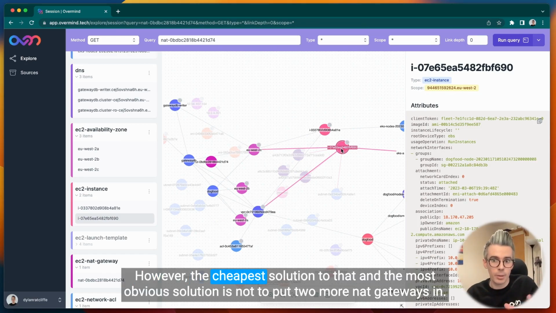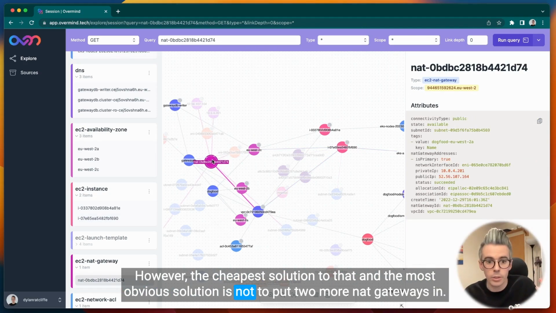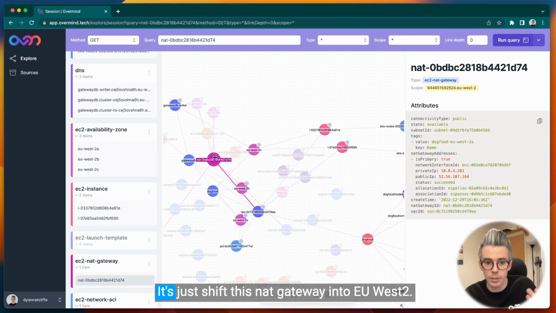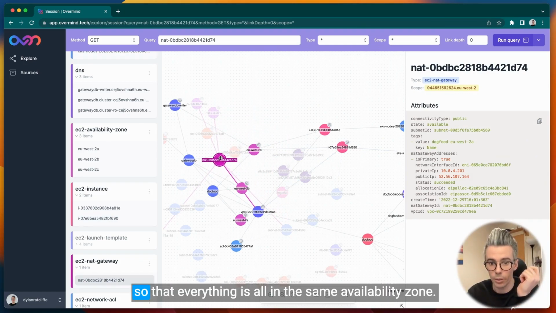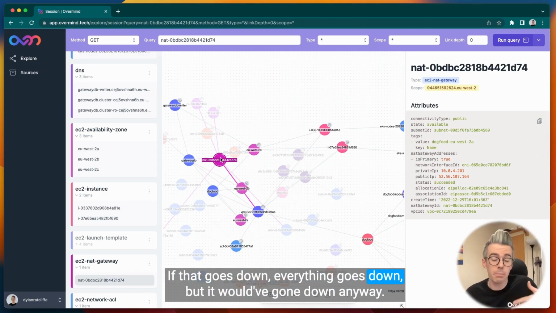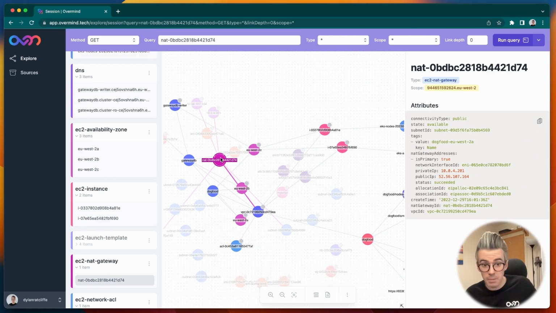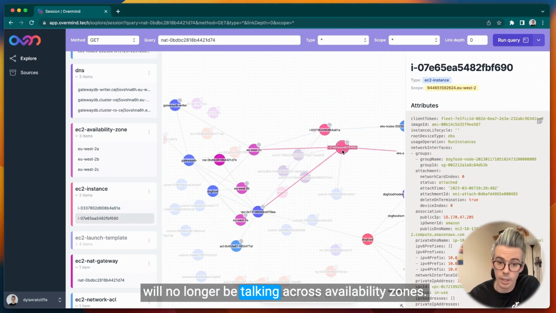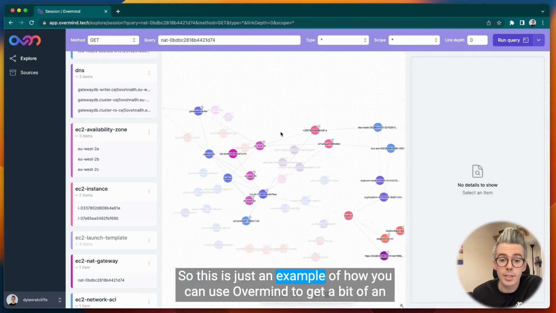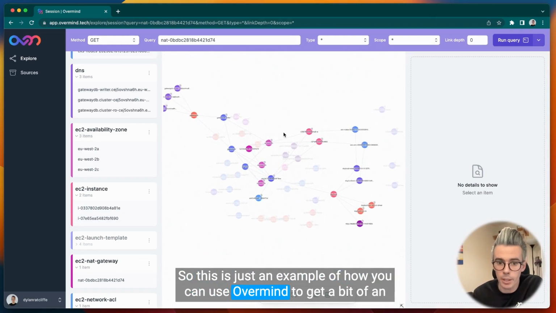However, the cheapest solution to that, and the most obvious solution, is not to put two more NAT gateways in. It's just to shift this NAT gateway into EU West 2C so that everything is all in the same availability zone. If that goes down, everything goes down, but it would have gone down anyway. It doesn't cost us any extra money, and we'll actually save money because these instances will no longer be talking across availability zones.